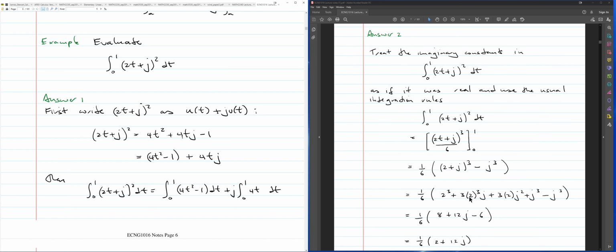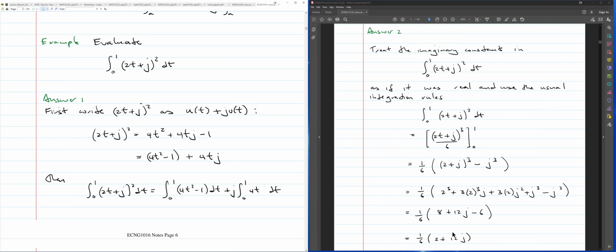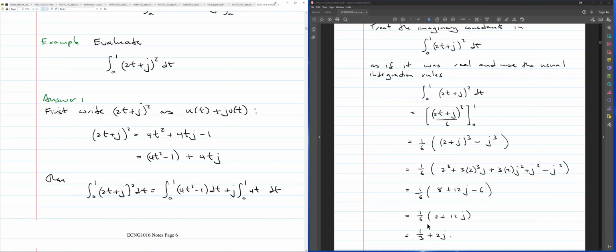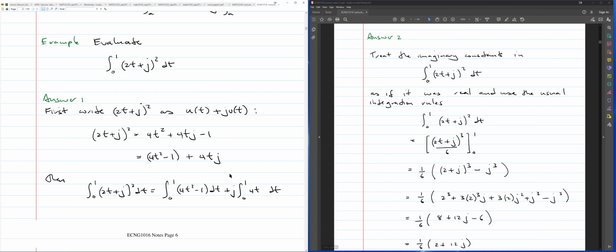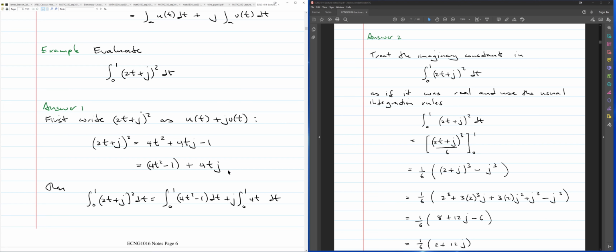And then the 3 times, which this should be 2 squared, so 3 times 4 would give me 12. Okay, so I end up with 1/6 times 2 plus 12j, which is 1/3 plus 2j. Okay, so I did the same problem 2 ways.